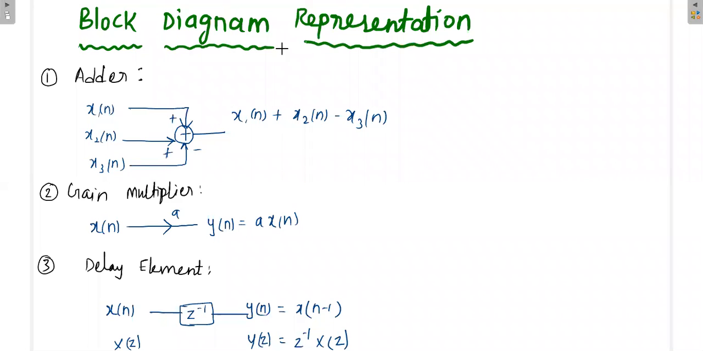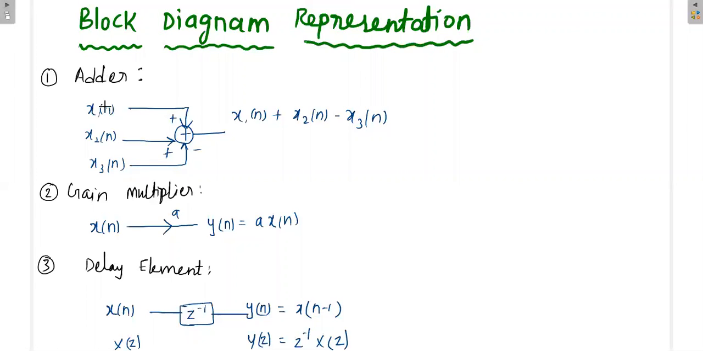Block diagram representation of discrete time system. In this process, we'll be using three operations, that is adder, gain multiplier, and delay element. We have already seen the block diagram representation for continuous time system with the help of the Laplace transform. Now, with the help of Z transform, we'll be studying a similar representation for the discrete time system.